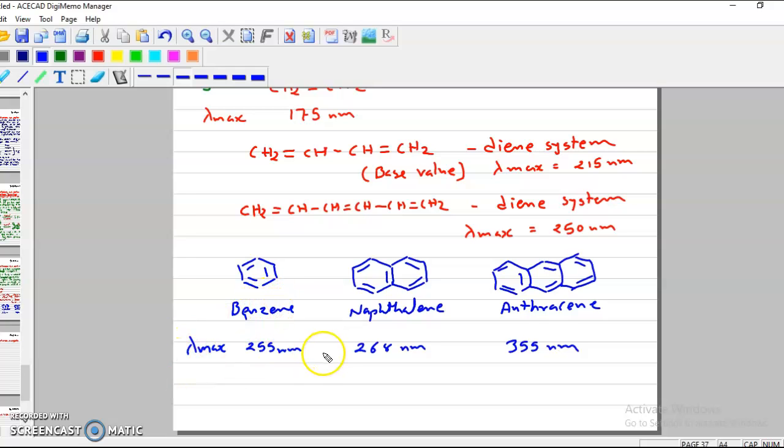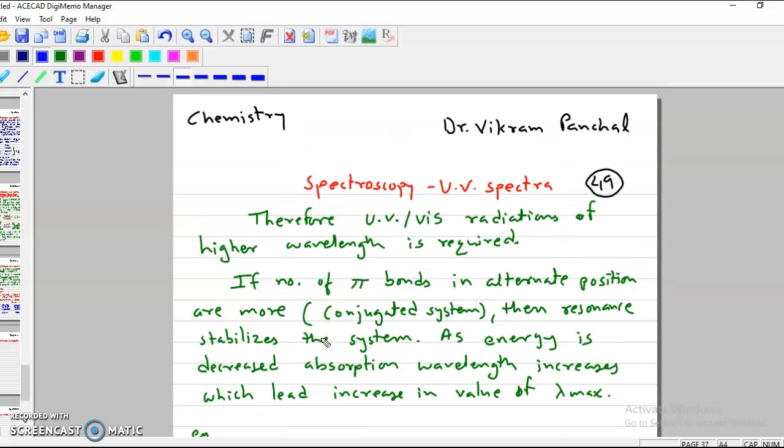So when a molecule has more than one pi bond, then we will observe the π to π* transition, and this type of transition is very, very important for studying UV visible spectra. So this is very important for us.